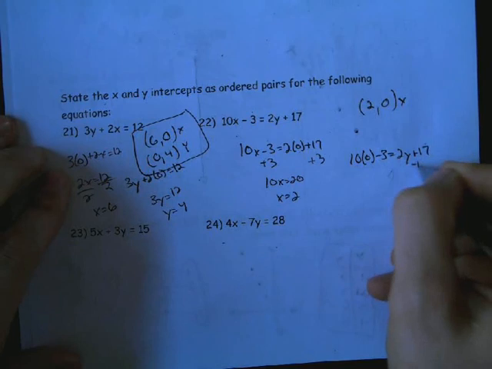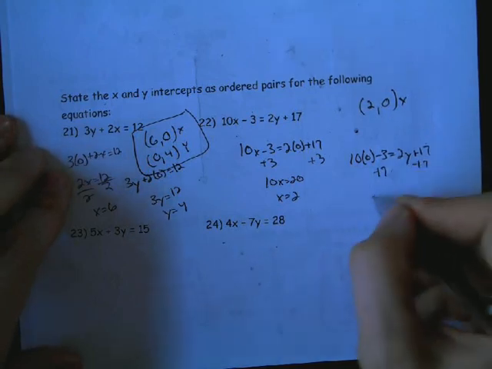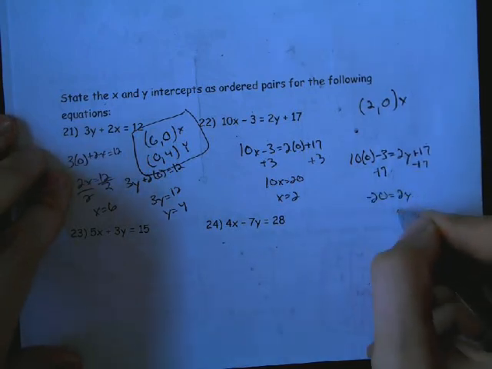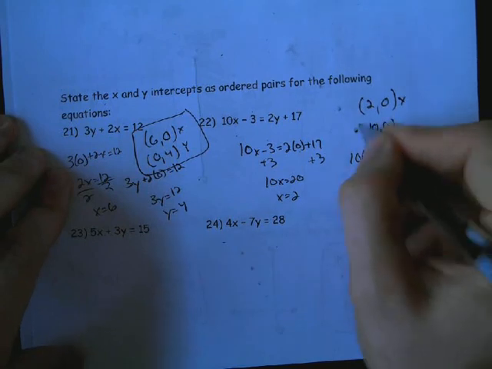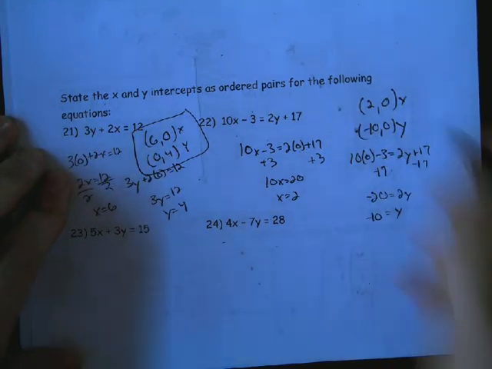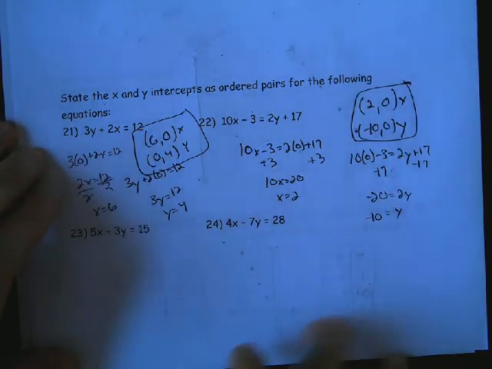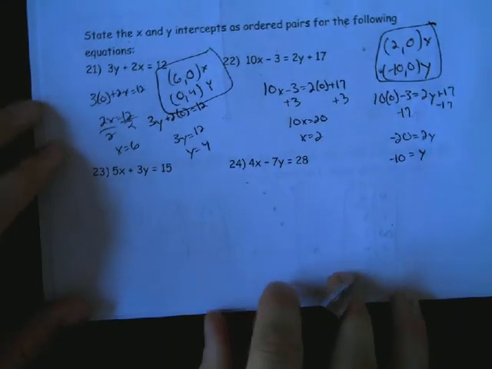Plus 17. So I'll take the 17 from both sides. I'm going to get -20 is equal to 2y. So y is equal to -10. And that's my y-intercept. Again, list those as points. Number 23.